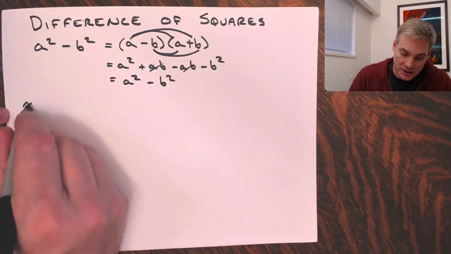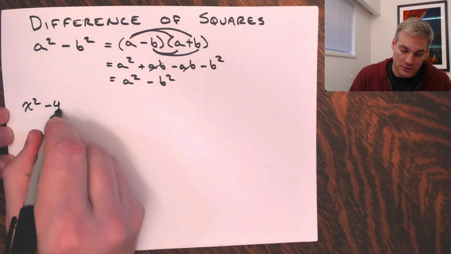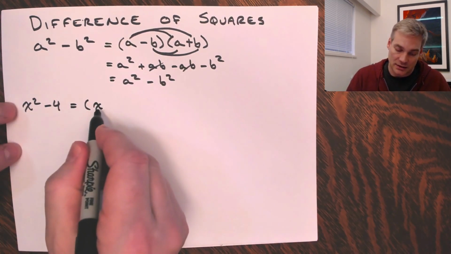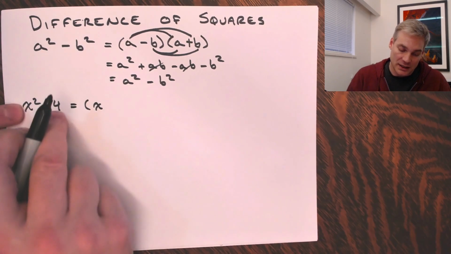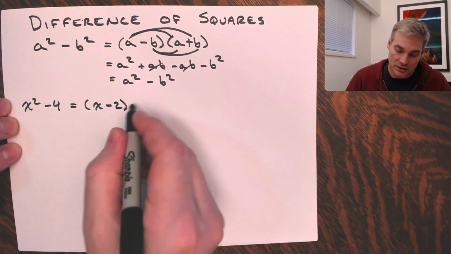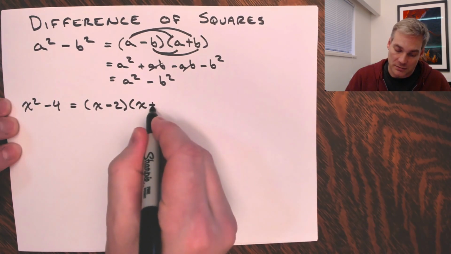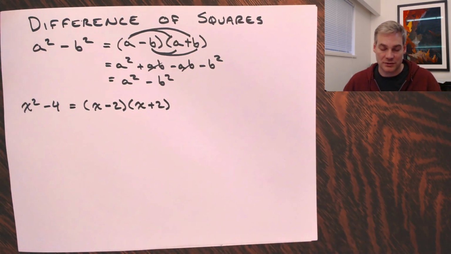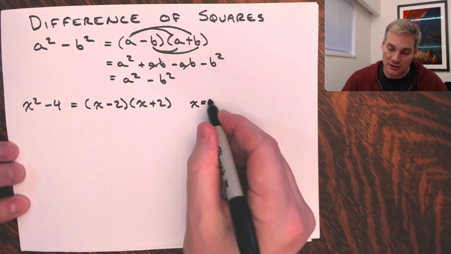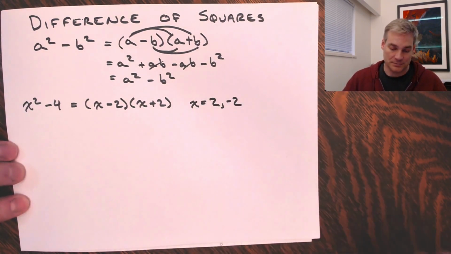So we have x squared minus 4. Okay, well, I know that x times x, so this is a square, and 4 is a square as well. So that's going to be x minus 2 times x plus 2. So it's pretty straightforward, factored. Our roots, x equals 2 and negative 2.